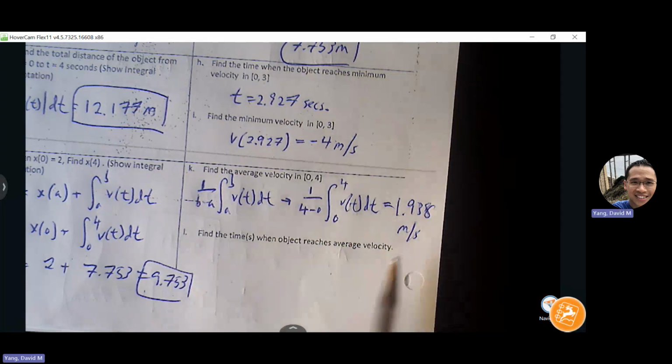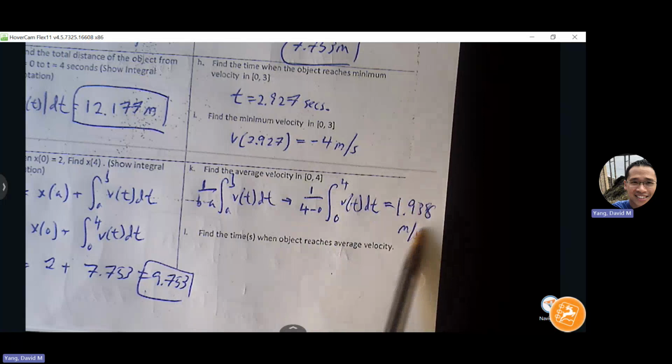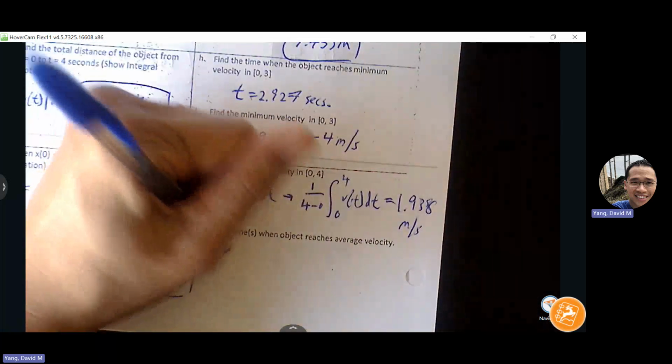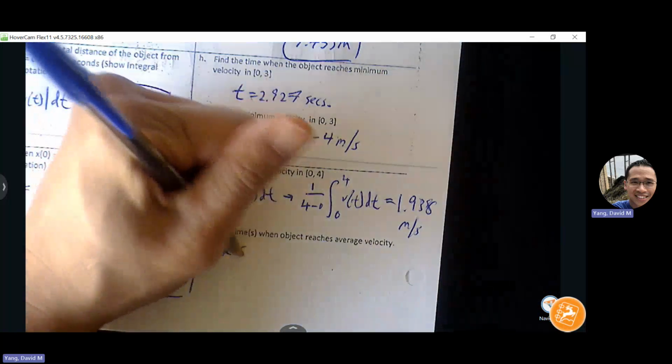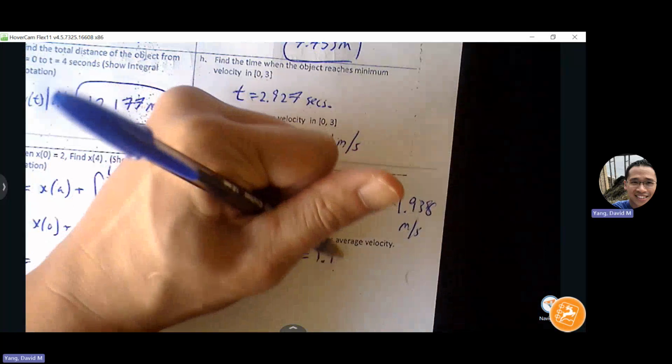So now part I is just asking, okay, we know this particle is going to reach this average velocity, guaranteed, right? I can't have an average velocity and that particle not reach that value at least once. So if I want to find out when the object reaches that velocity, I can set velocity equal to 1.938.